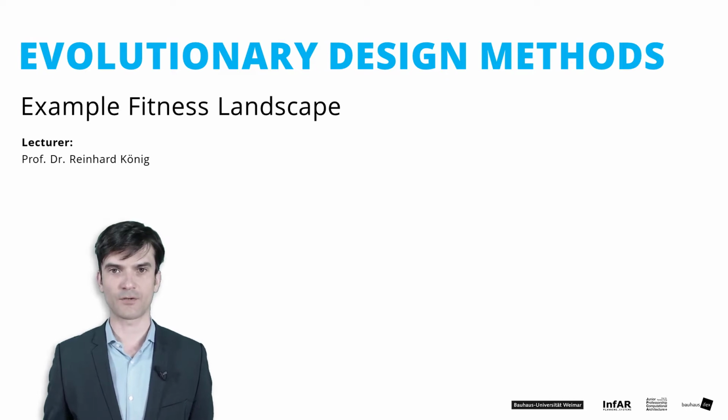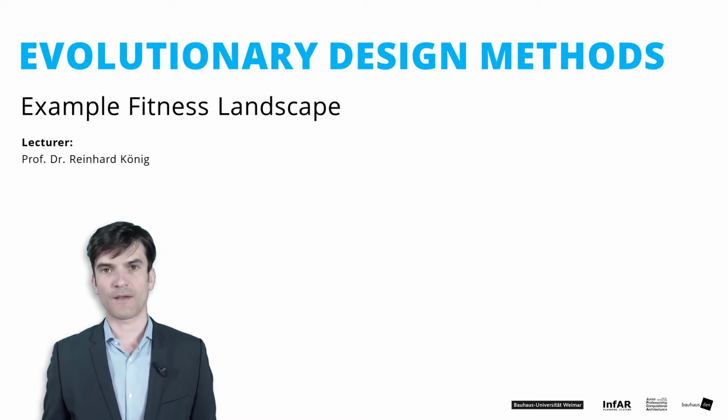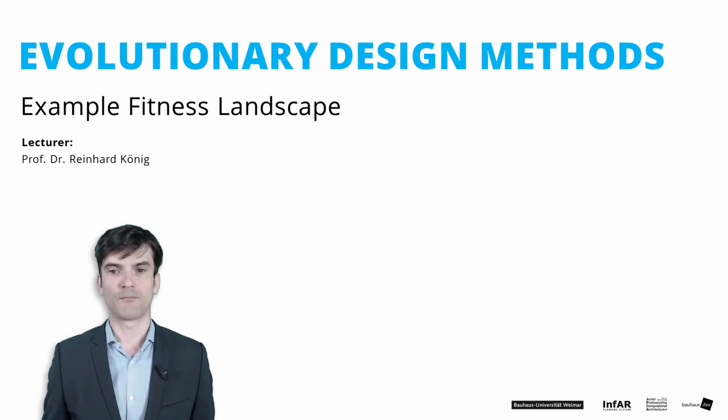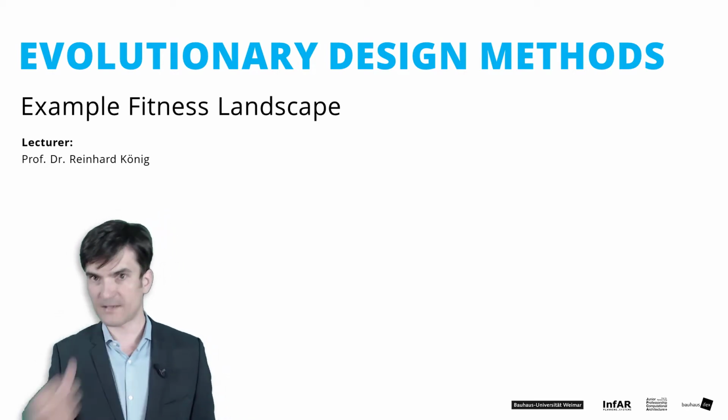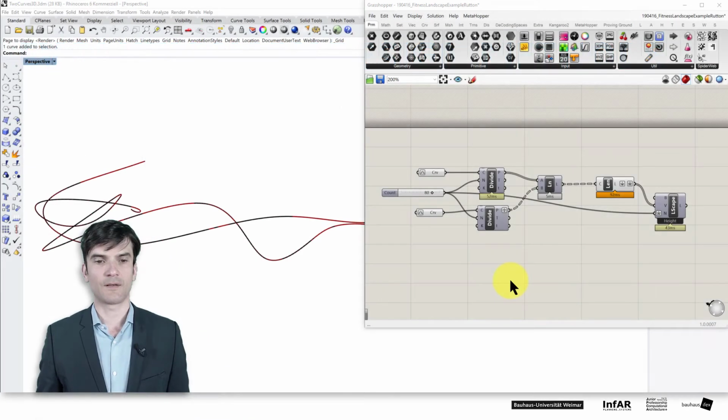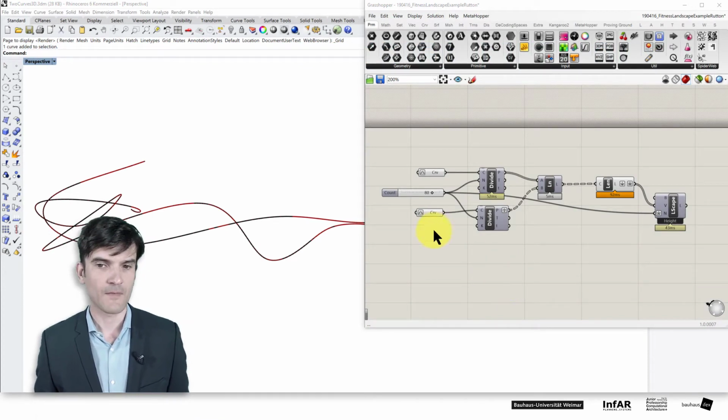Now let's look into the example of our fitness landscape. In this example we are interested in constructing a fitness landscape based on a very simple problem that we want to solve. Therefore, please open the file fitness landscape example. That's an example file from David Rutten, therefore it's example Rutten.